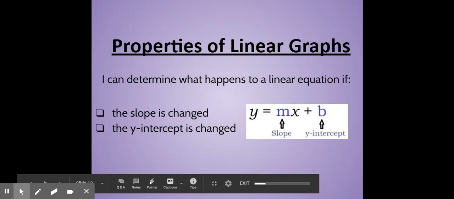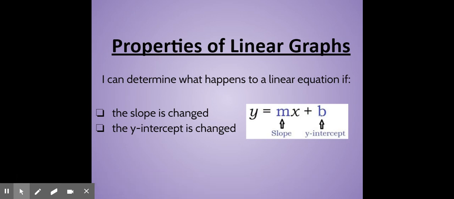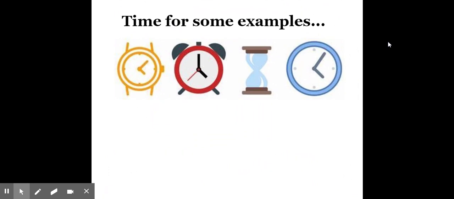In this lesson video, we will be looking at some examples where we will apply what we learned in our investigations. Remember, in our investigations, we were looking at what happens when we change the slope and the y-intercept of a linear equation. All right, let's get ready for some examples. Find example 1 in your notes.